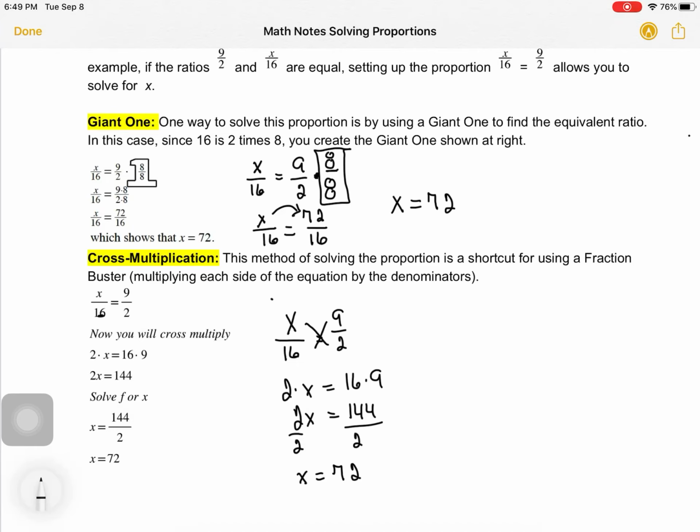Use whatever way you feel comfortable doing. But this is how I go about solving proportions. So in lesson 1.2.2, they're going to be asking you to solve proportions.